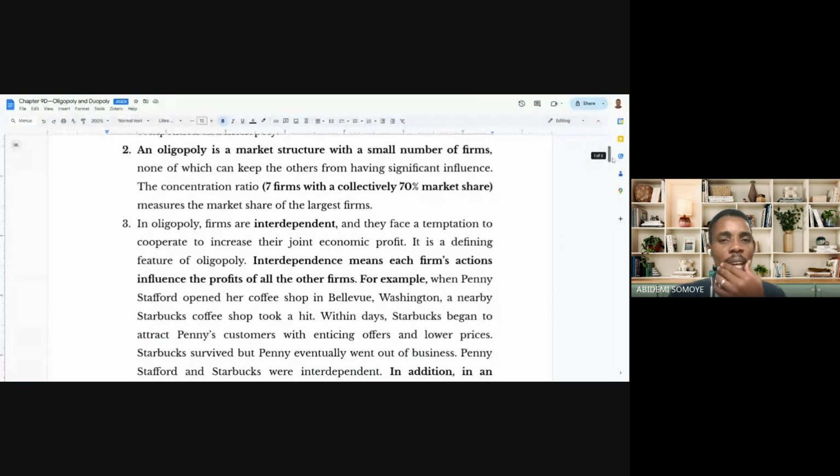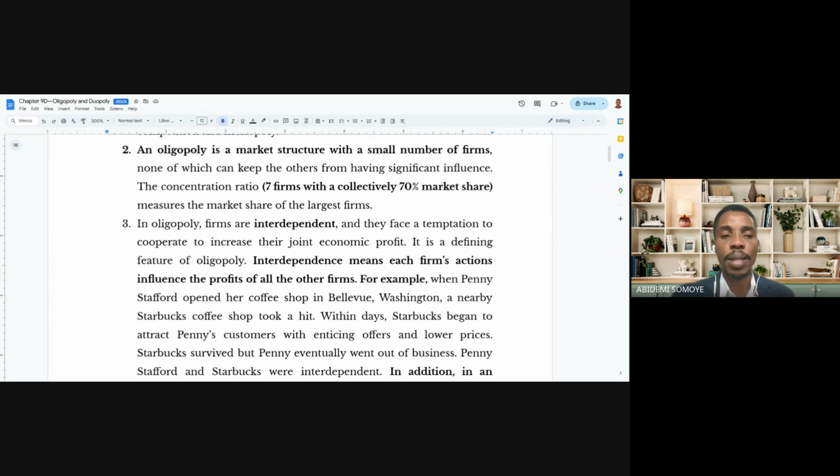In oligopoly, firms are interdependent. Remember when we talked about monopolistic competition, we said that collusion is impossible because we have various players and a high level of competition. But for oligopoly, the firms are interdependent and they face a temptation to cooperate to increase their joint economic profit. It is a defining feature of oligopoly.